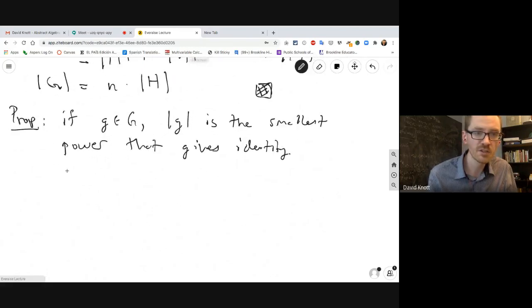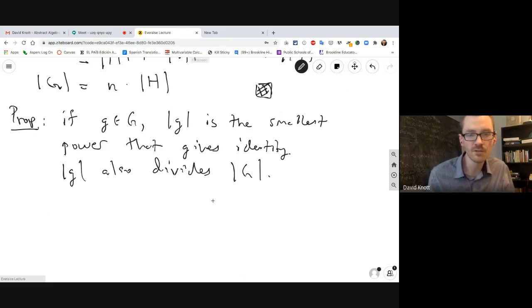And the proposition here is that the order of g also divides the order of the group. And I'll let you think about why that is. Okay, you can use Lagrange's theorem. So the order of an element also divides the order of the group.